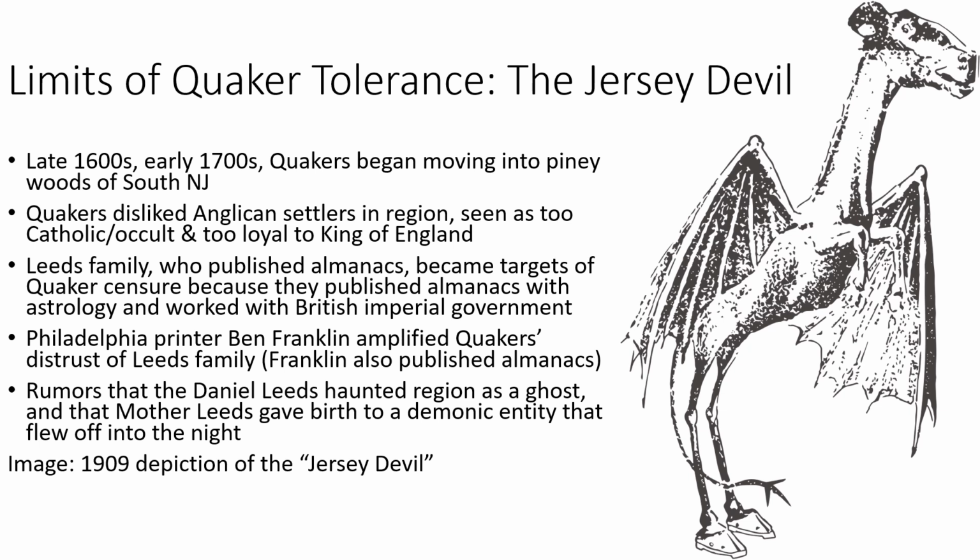One of the most prominent families in the region was the Leeds family, and they basically went on to the Anglican, loyal to the English crown side of things. The Leeds family were surveyors, but they also published almanacs, and some of these almanacs are believed to have had basically things like astrology in them, stuff that Quakers would have seen as being occult and pagan even. So they don't trust the Leeds family for being Anglican. They don't like these almanacs they're printing. It's seen as being not Quaker and not Christian.